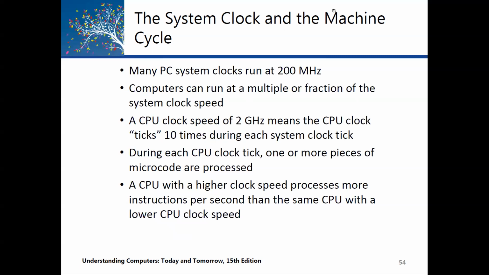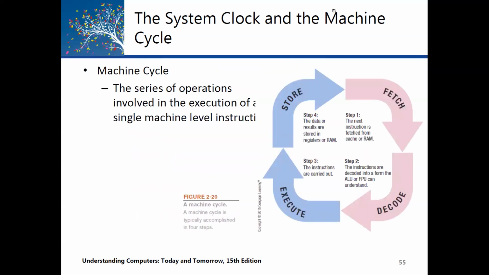As discussed, many PCs run on 200 megahertz. One example that I discussed earlier: a CPU clock speed of 2 gigahertz means the CPU clock ticks 10 times during each system clock tick, right? So during each CPU clock tick, one or more pieces of microcode are processed. Microcode are the instructions that are executed by a central processing unit. The CPU with a higher clock speed processes more instructions per second than the same CPU with a lower clock speed, right? So, okay, let's discuss the machine side.